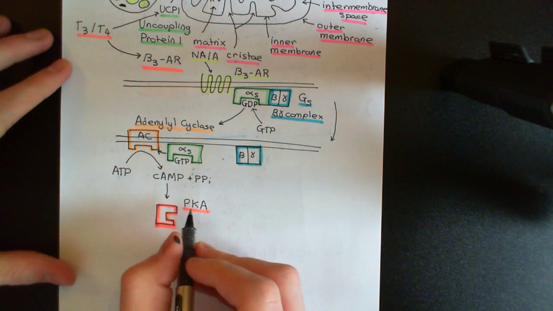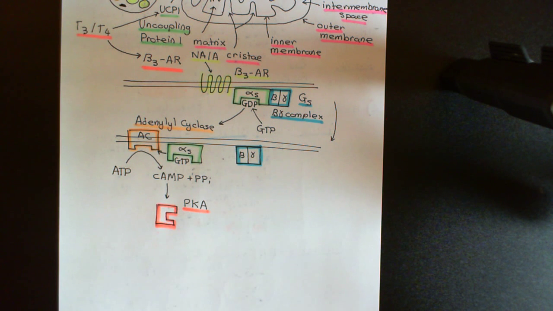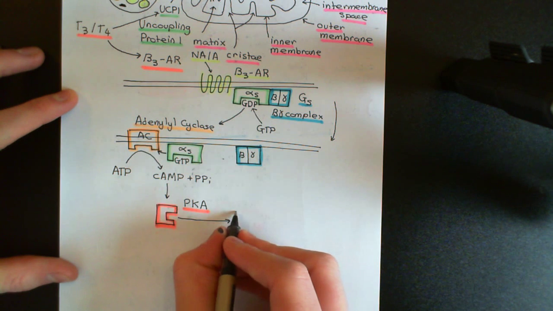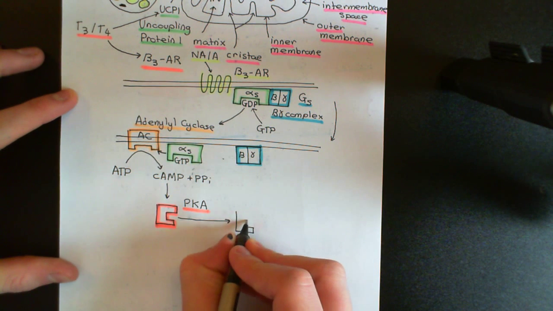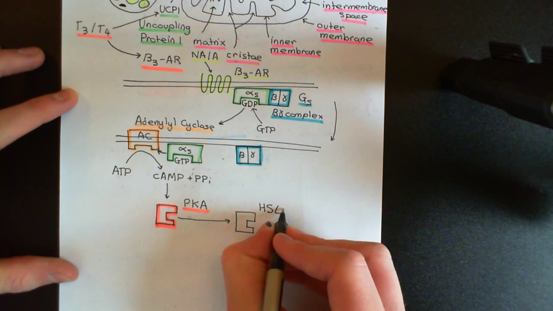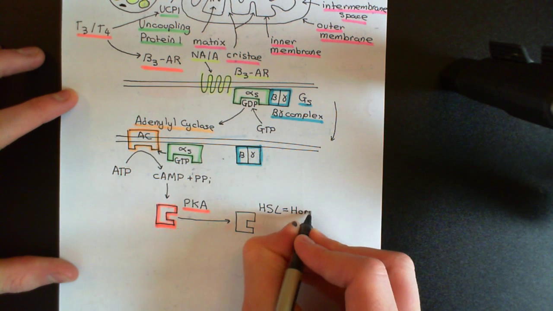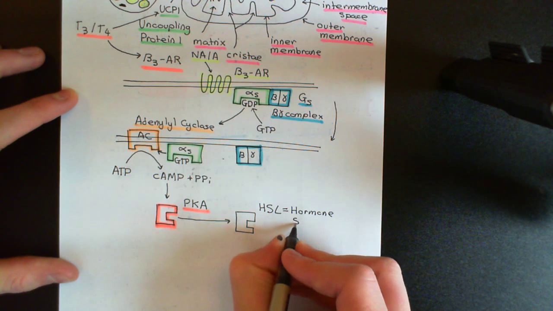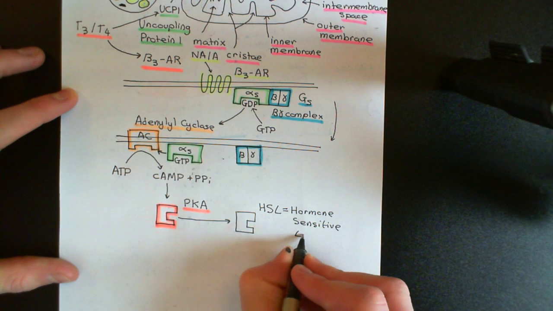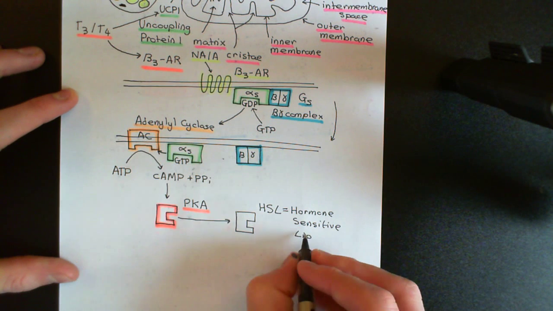It's a kinase enzyme, and it phosphorylates other proteins, so it can stick phosphate groups onto the serine and threonine residues of other proteins, and by adding these phosphate groups onto other proteins it can change their function. So specifically in this case, in these brown adipocytes, it is going to phosphorylate and activate an enzyme known as hormone-sensitive lipase, HSL. Okay, so this is hormone-sensitive lipase because its activity inside the adipocytes is determined by hormones such as adrenaline.